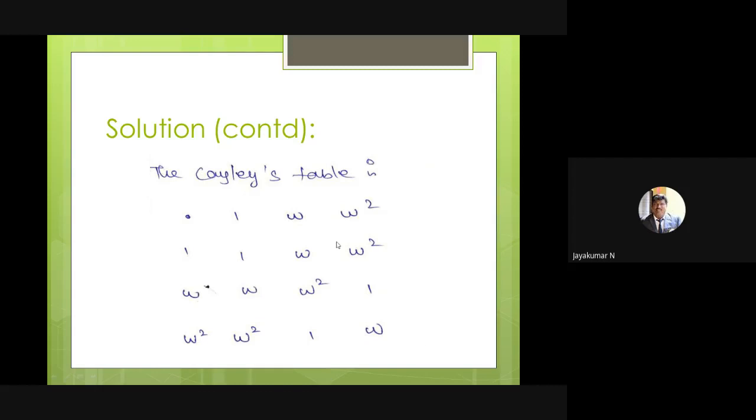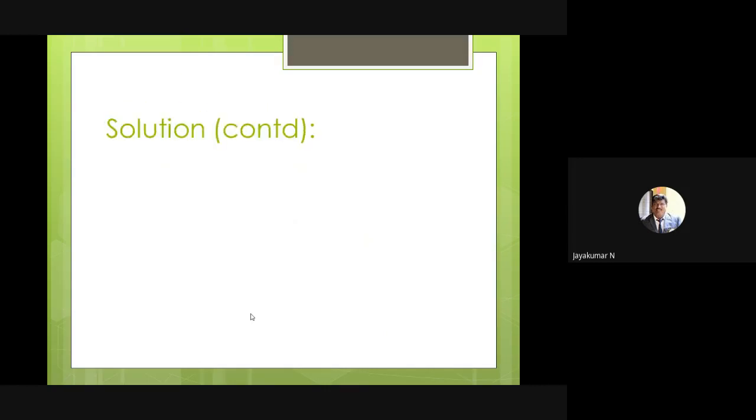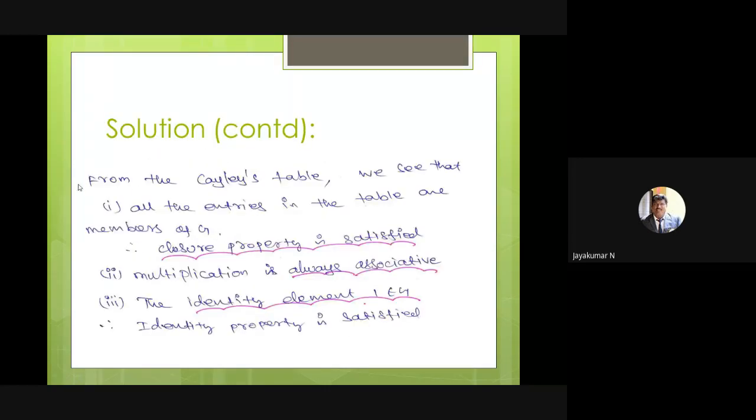When you observe the entries of the table, we have only 3 elements, 1, omega, omega square. All the entries are in the given set alone. When you see the entries of the table, all belong to G only. This structure is very, very important. Finite set means you can follow this procedure. From the Cayley table, we see that all entries in the table are members of G, therefore the closure property is satisfied.